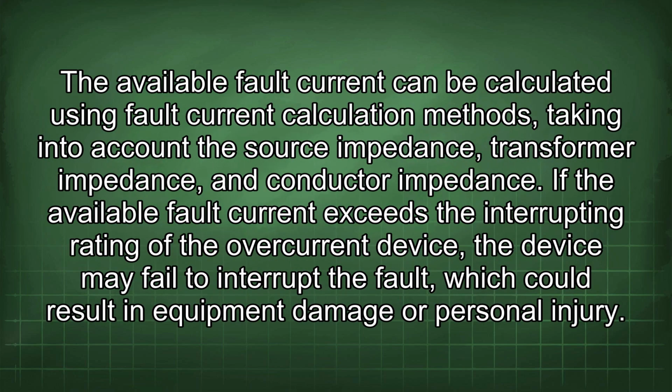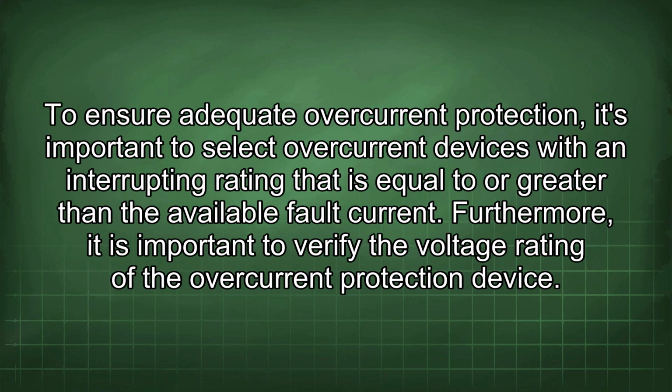The available fault current can be calculated using fault current calculation methods, taking into account the source impedance, transformer impedance, and conductor impedance. If the available fault current exceeds the interrupting rating of the overcurrent device, the device may fail to interrupt the fault, which could result in equipment damage or personal injury. To ensure adequate overcurrent protection, it's important to select overcurrent devices with an interrupting rating that is equal to or greater than the available fault current.